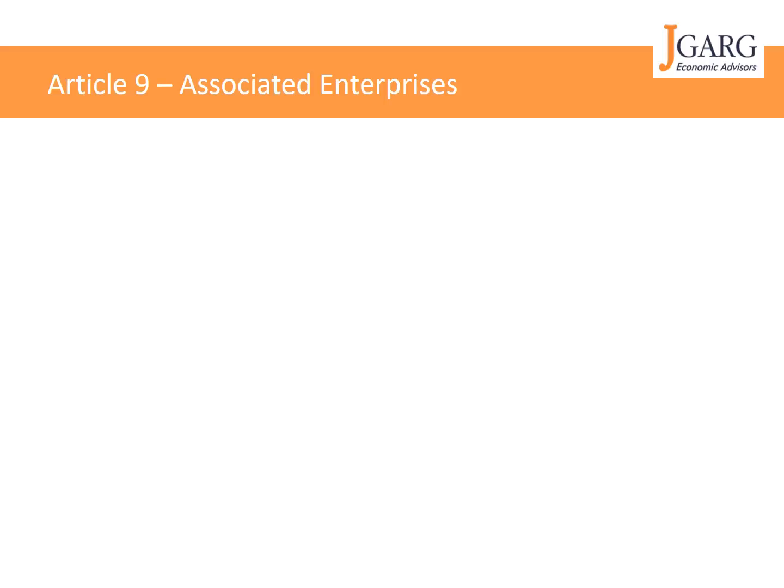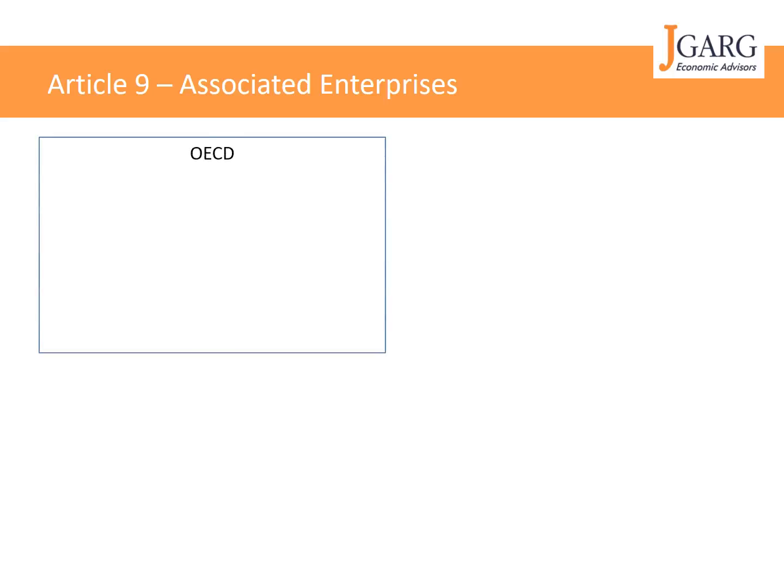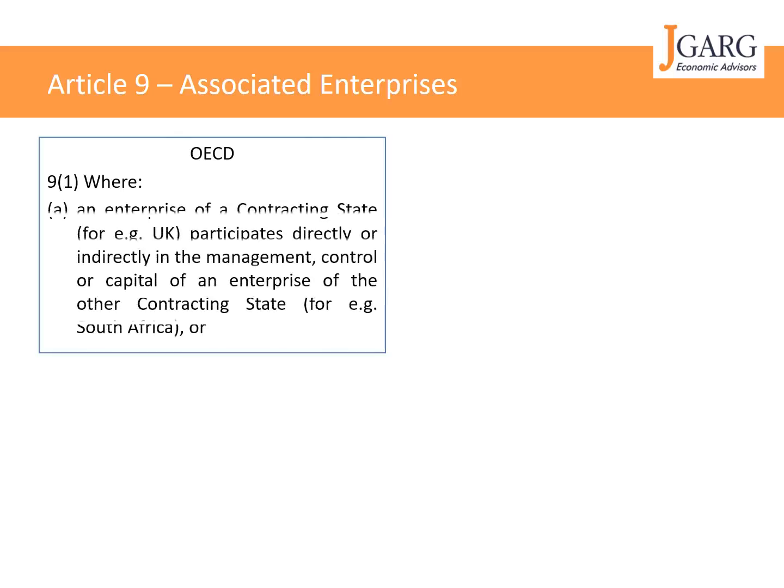Let's see what Article 9 says. So para 9.1, where an enterprise of a contracting state, for example UK, participates directly or indirectly in the management, control or capital of an enterprise of the other contracting state, for example South Africa.